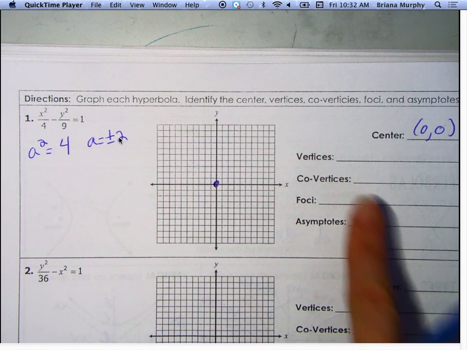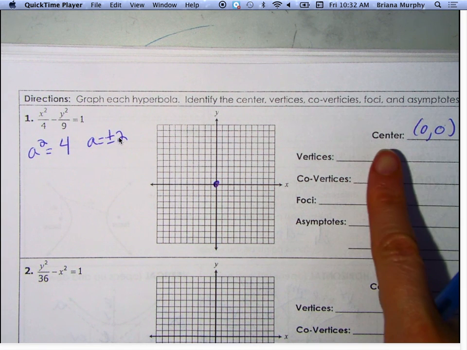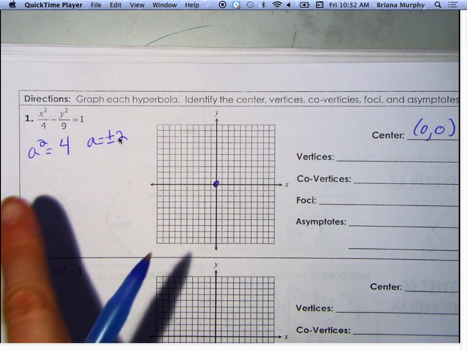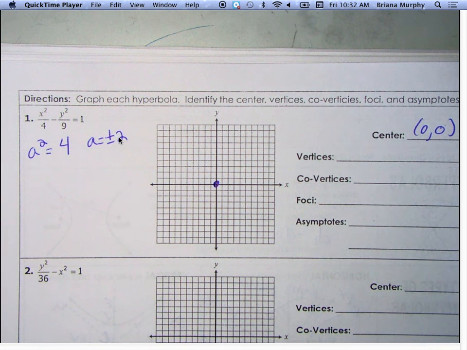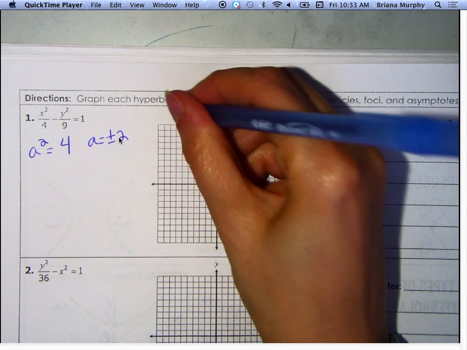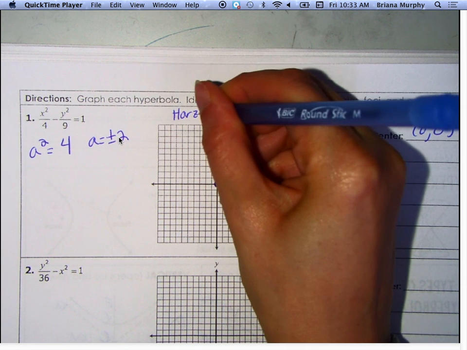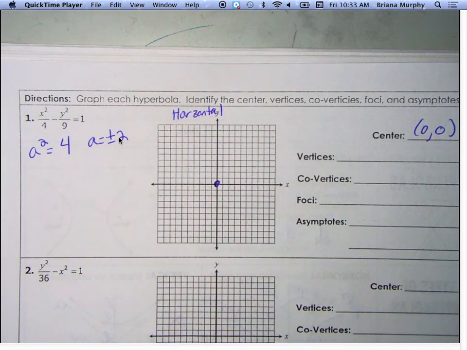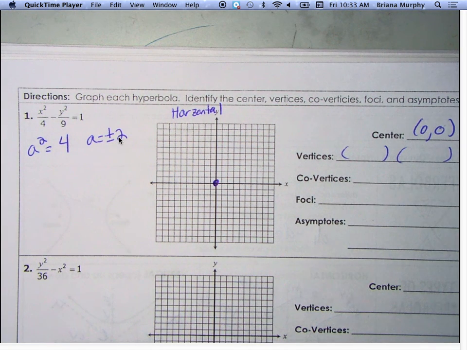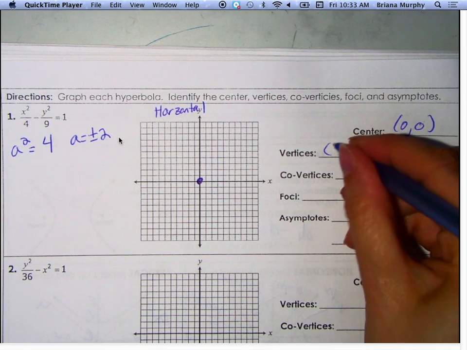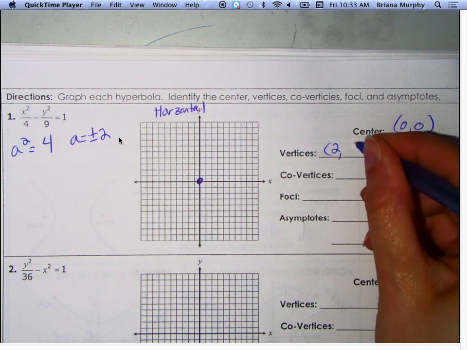So since these are the vertices, it's under x. It's horizontal, because x came first. What am I going to write in? 2 dots on the 2, comma, 0, and negative 2, comma, 0.